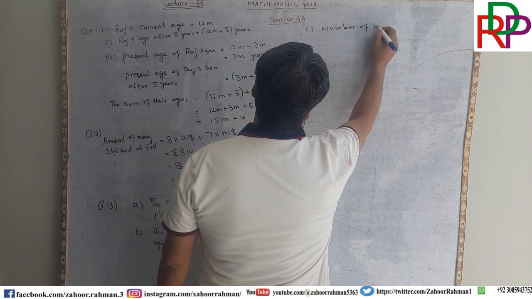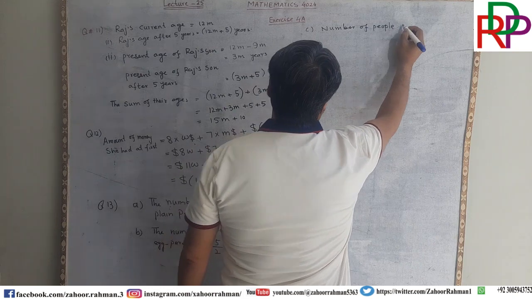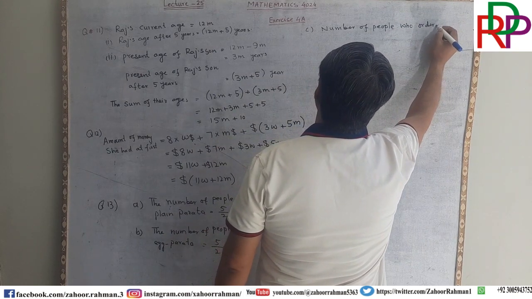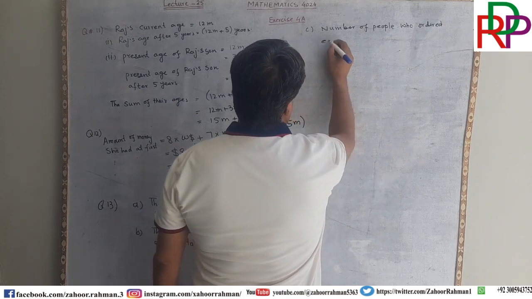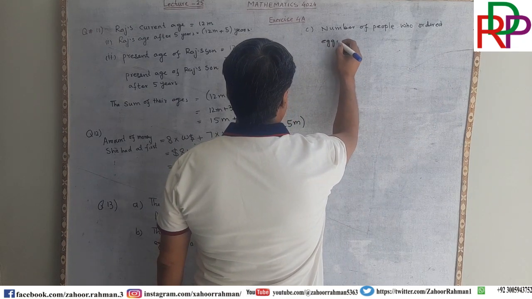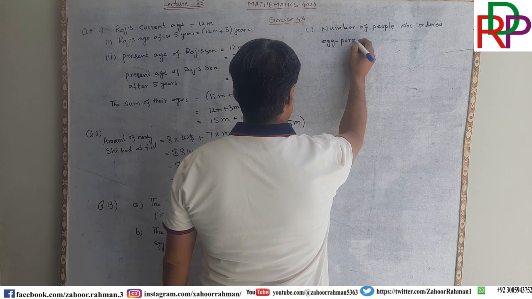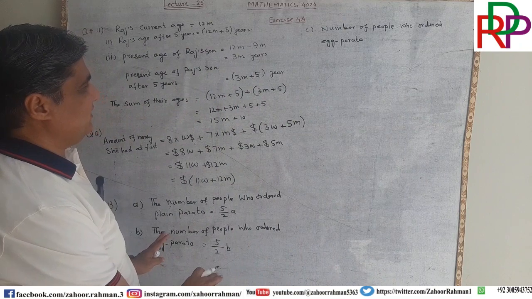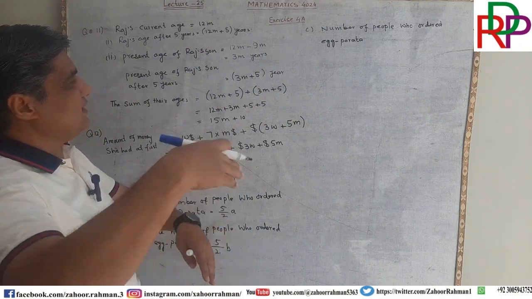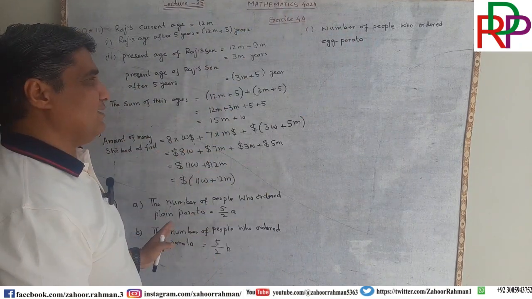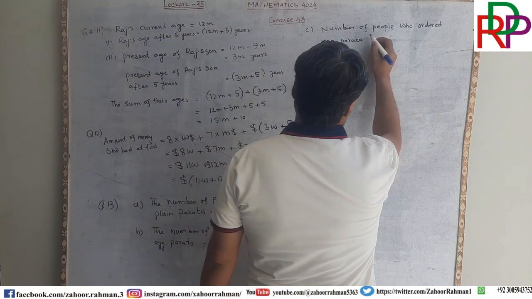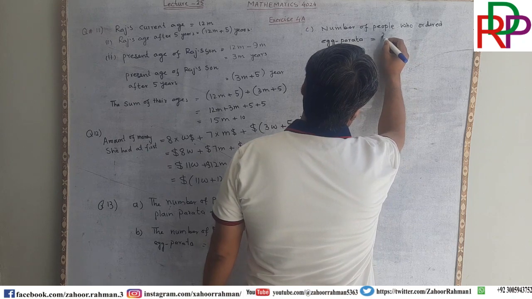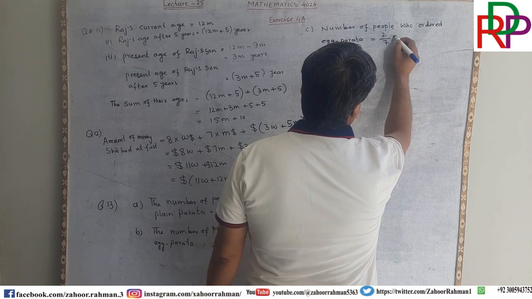Number of people who ordered egg paratha. So there were 2 people. At the beginning of this question, they told us that 2 people ordered egg paratha. So 5 people ordered plain paratha. Egg paratha is equal to 2 over 7 c.